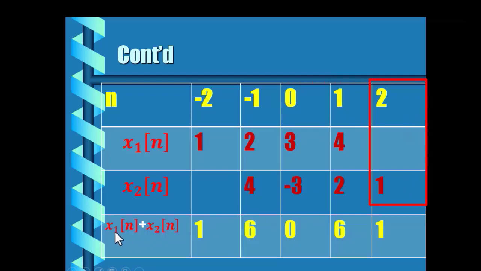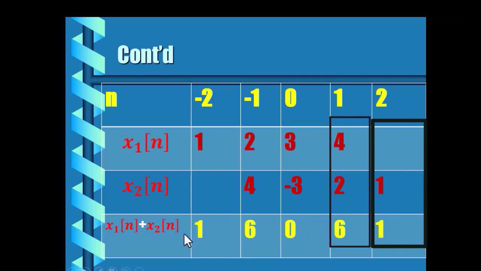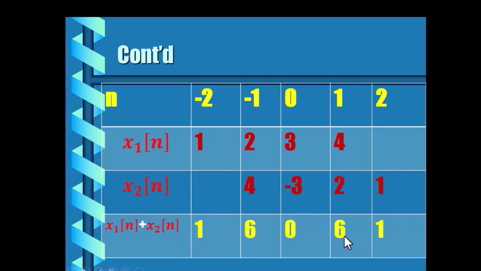Now the sum x1 of n plus x2 of n equals 1 plus 0, which is 1, 2 plus 4, which is 6, 3 plus minus 3, which is 0, 4 plus 2, which is 6, and 0 plus 1 is 1. x1 of n plus x2 of n, which is y of n, equals 1, 6, 0, 6, 1.